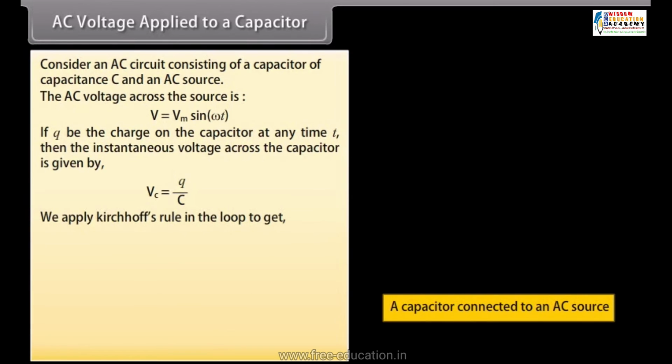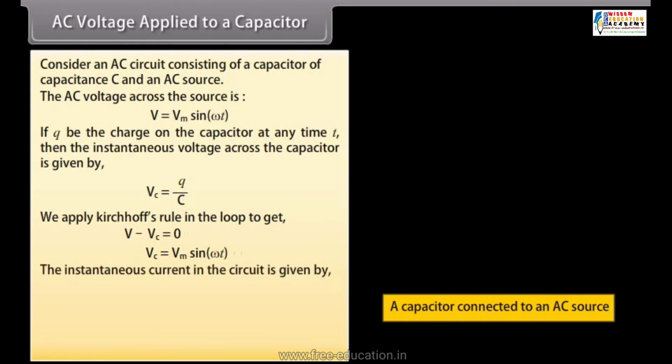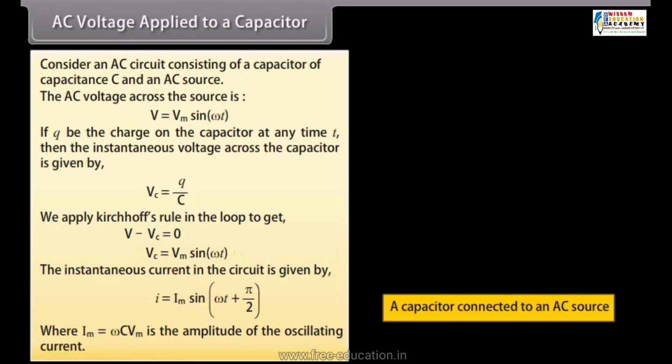We apply Kirchhoff's rule in the loop to get V minus Vc is equal to 0. Now we put the value in the above equation. Vc is equal to Vm sin omega t. The instantaneous current in the circuit is given by Im sin (omega t plus pi by 2), where Im is equal to omega C Vm, the amplitude of the oscillating current.